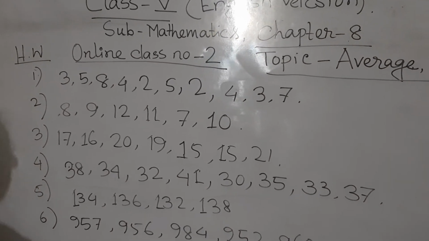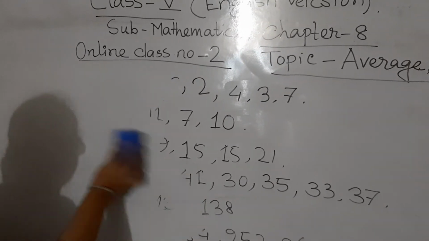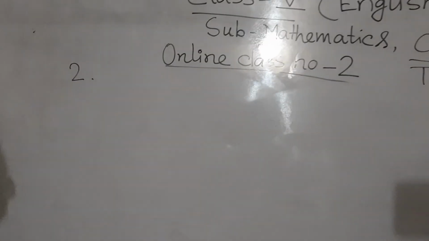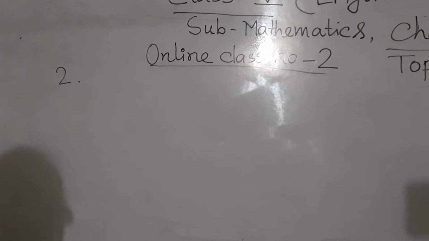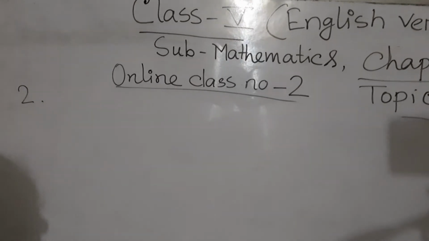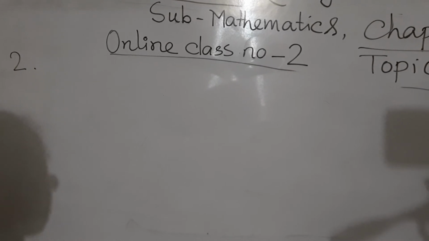Number 2 in your question paper. Please open the book and read the question. Number 2: The weight of 6 books is 924 grams. Find the average weight of these books. Just now we did it by first finding the sum of the quantities, and then dividing the sum of the quantities by the number of quantities. But in question number 2, in exercise 8, the sum of the quantities is already given.